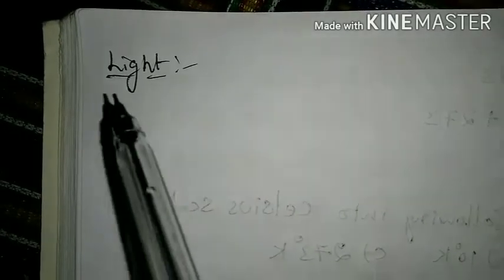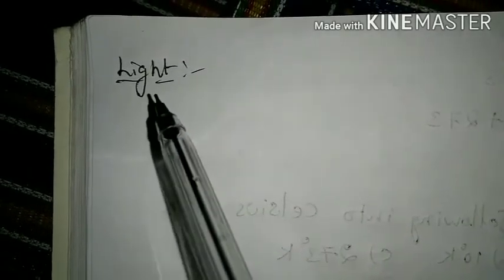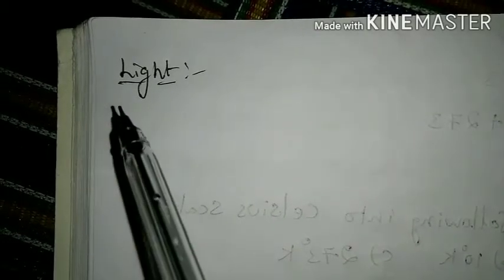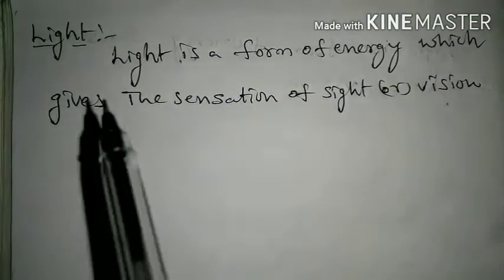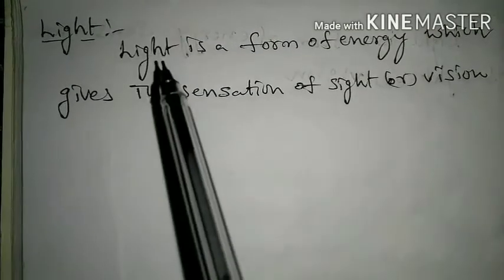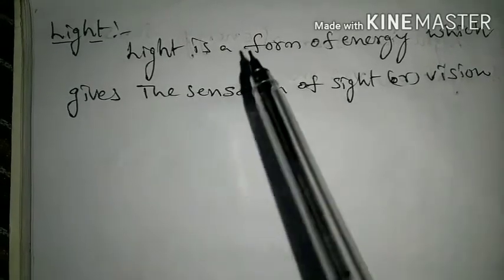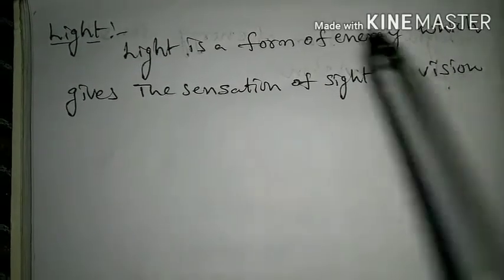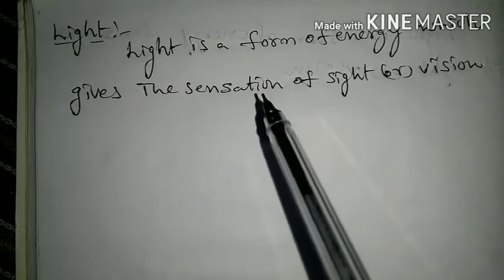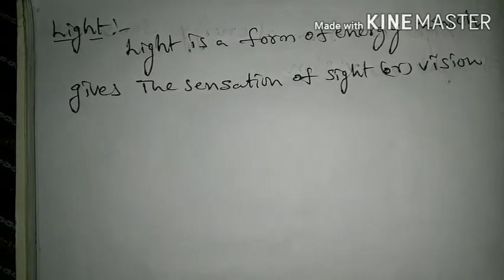First one, definition of light. Light is a form of energy which gives the sensation of sight or vision. I have written the definition. See the definition of light: light is a form of energy which gives the sensation of sight or vision.